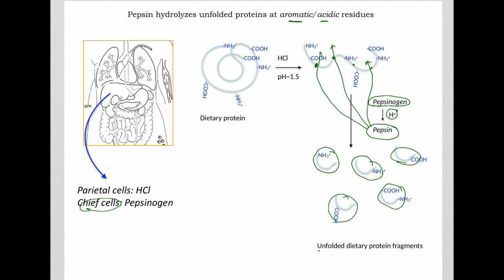So what we get is unfolded protein fragments. In many of the proteins that we are going to digest, this is what we might end up with: small protein fragments that are unfolded. These products of pepsin digestion, as well as other proteins, will now enter the intestine, the duodenum. And let's see what happens in the duodenum.